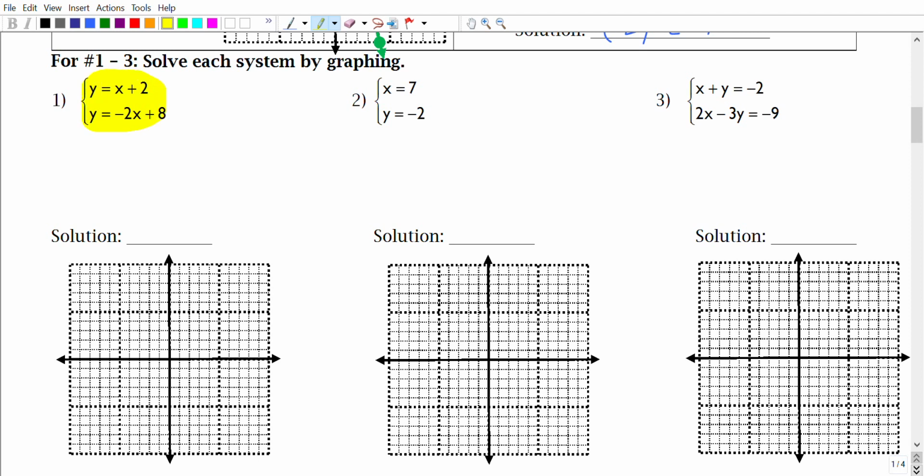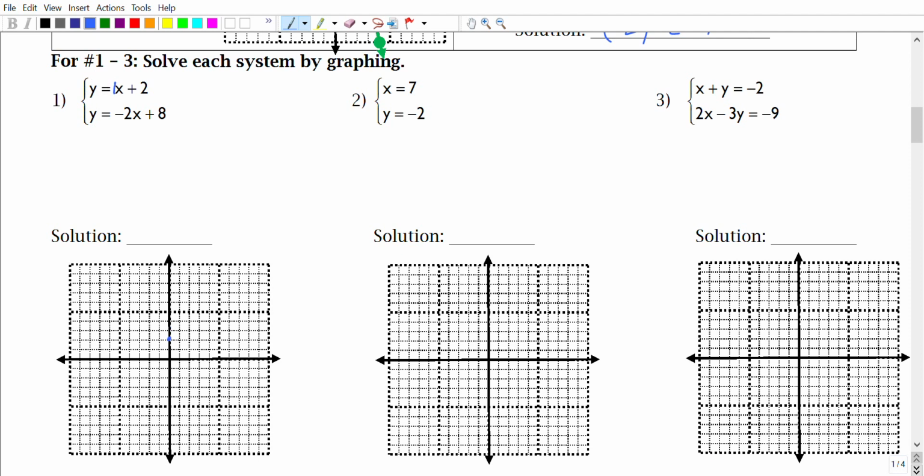If you guys notice, there's this little bracket here. This is showing us how many equations are in our system. And in this case, we have 1, 2 equations. And that's what we're going to be dealing with today. 2 equations in our system. Okay? So this first equation has a slope of 1 and a y-intercept of 2.